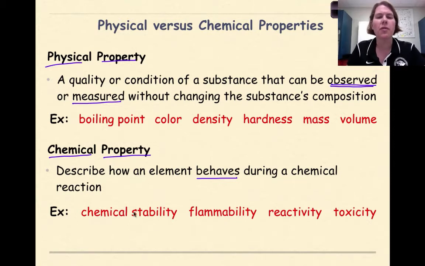For a chemical property, how it's behaving during a chemical reaction might be like, can something burn? Or is it going to bubble or fizz? Or how reactive is it going to be? Is it going to be slightly reactive or very reactive? And how are we going to see those reactive tendencies occur? What are we going to observe? So these are just some general characteristics of physical versus chemical properties.